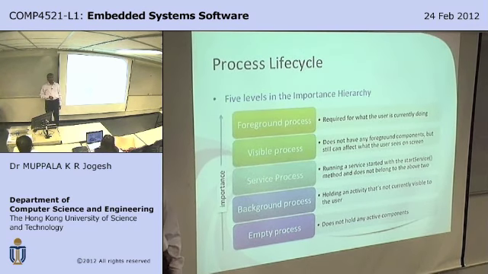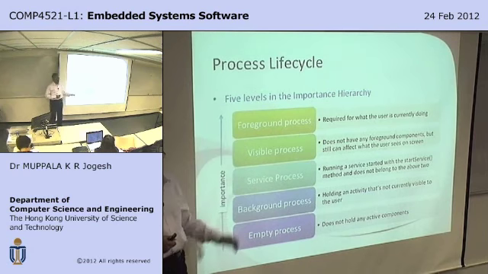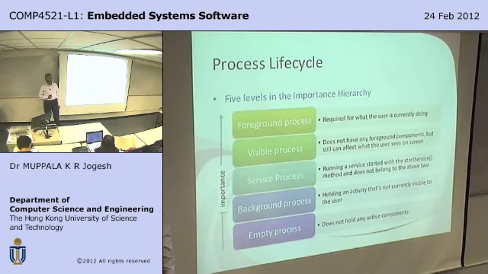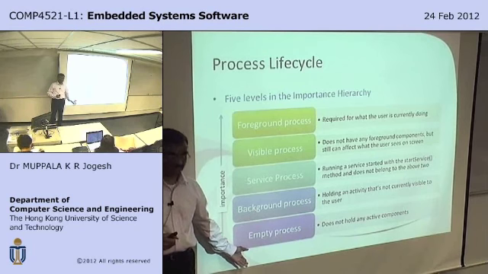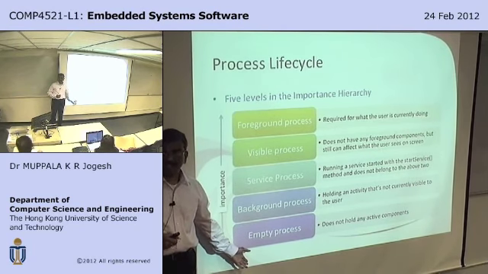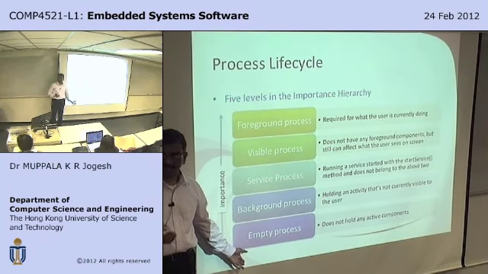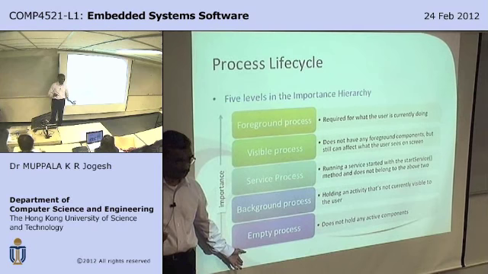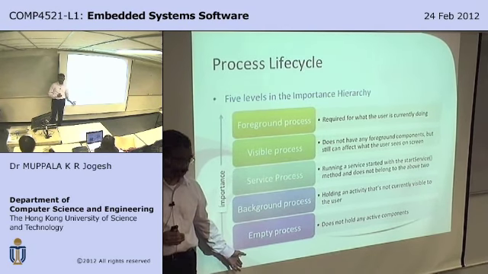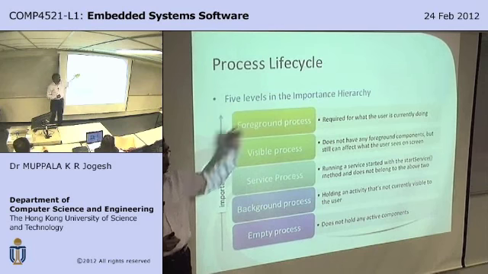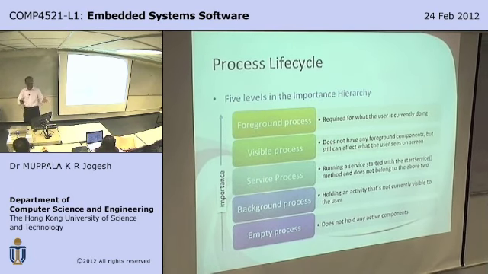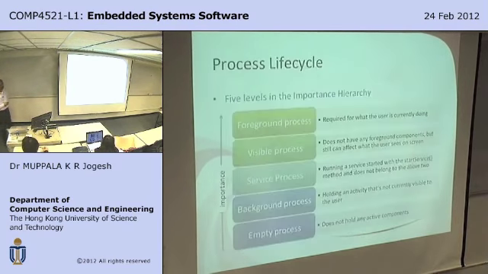Now, if push comes to shove and you need to get rid of somebody, who do you think you would get rid of first in this hierarchy? You'd obviously start at the bottom, right? You'll try to get rid of empty processes first. If that results in releasing enough resources, okay, no problem, you'll continue from there. Otherwise, you'll pick background processes and so on, until you reach a point where you'll kill a foreground process, which rarely will happen. Okay? So that's the importance hierarchy in terms of processes.